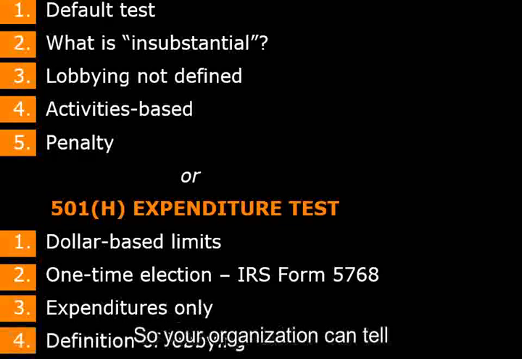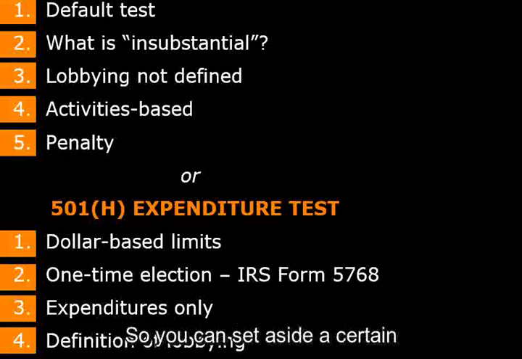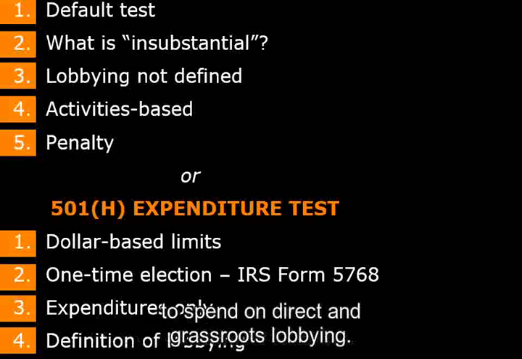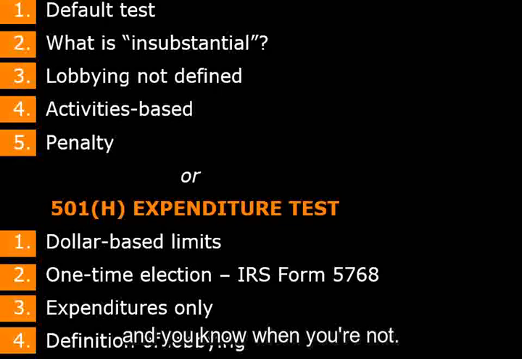So your organization can tell when it's lobbying, and your organization knows when it's not lobbying, and if you think about it, that really helps you plan out your agenda for the year, plan out your advocacy in a real way. So you can set aside a certain amount of money that you want to spend on direct and grassroots lobbying, and you know when you're lobbying and you know when you're not. In addition to that, the penalty is much less severe.